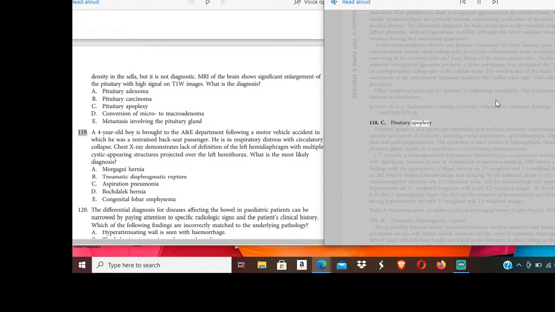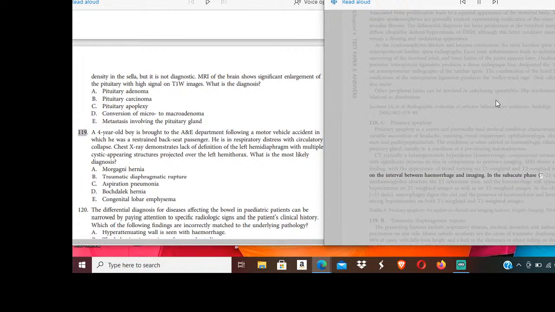118. C. Pituitary apoplexy. Pituitary apoplexy is a severe and potentially fatal medical condition characterized by the variable association of headache, vomiting, visual impairment, ophthalmoplegia, altered mental state, and panhypopituitarism. The syndrome is often related to hemorrhagic infarction of the pituitary gland, usually in a condition of a pre-existing macroadenoma. CT typically shows a heterogeneously hyperdense, hemorrhagic intrasellar lesion, with significant increase in size in comparison to previous imaging. MRI shows similar findings, with the appearance of blood varying on T1 weighted and T2 weighted images, based on the interval between hemorrhage and imaging.